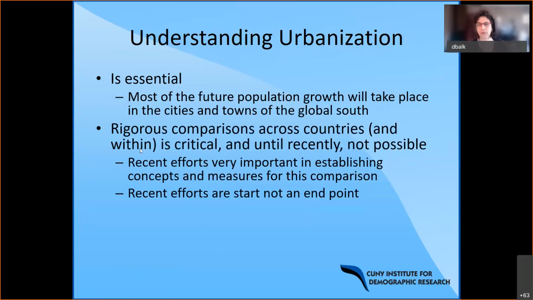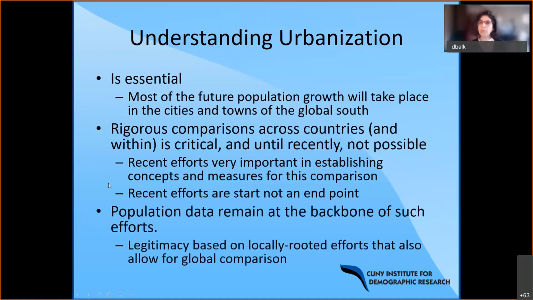Recent efforts, such as the degree of urbanization data that Lewis has just showed us, are super important in establishing concepts and measures for this comparison. And I would also argue that recent efforts are a starting point, not an end point. And I want to come back to that. We can continue to improve these products. How? Well, population data remain at the backbone of such efforts.